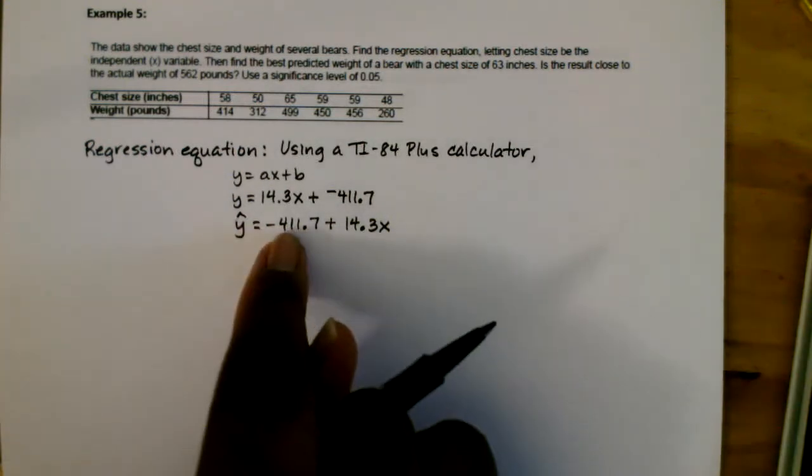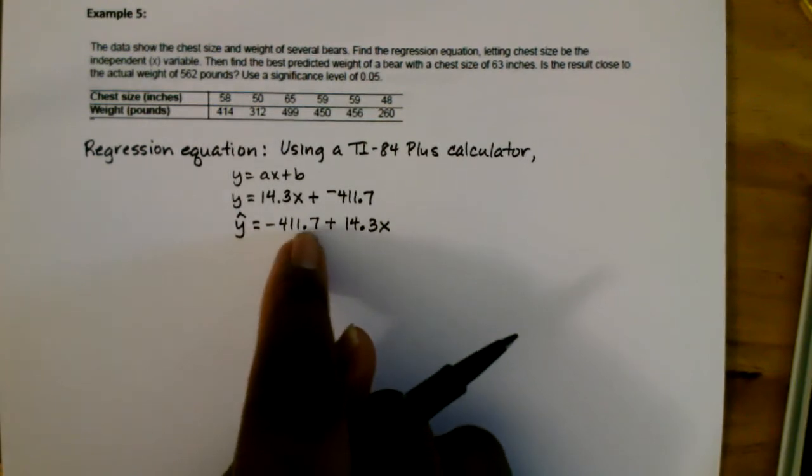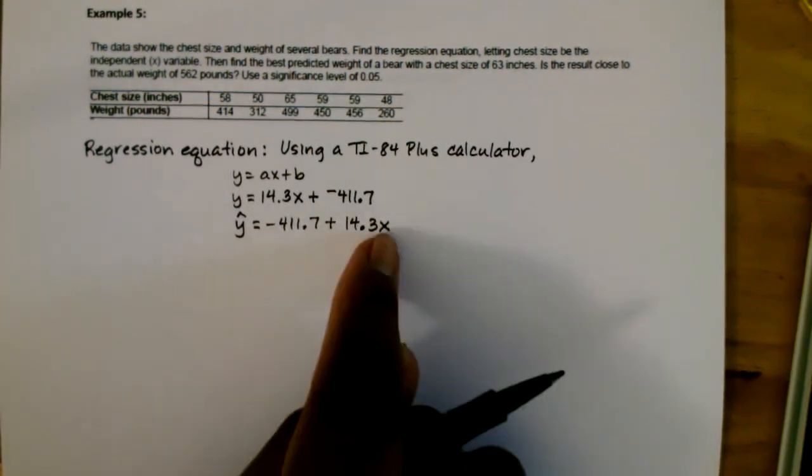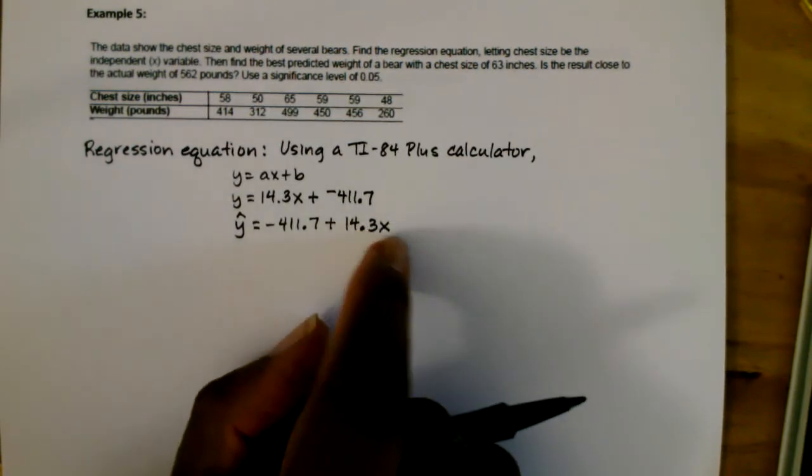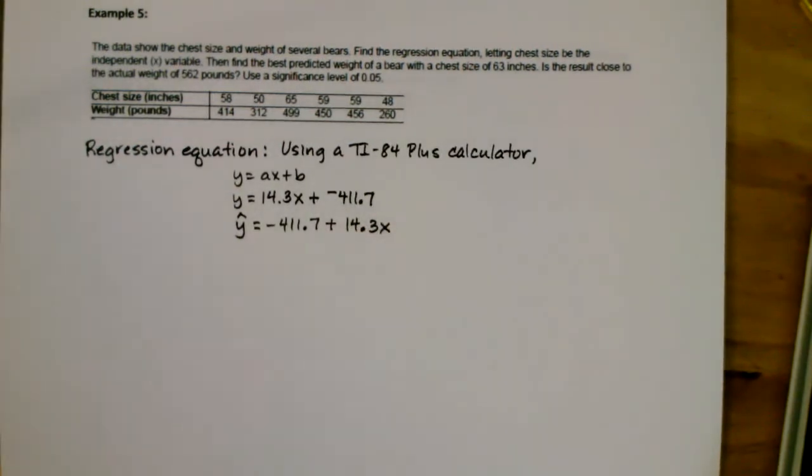So you want to make sure that the Y-intercept, which is your constant term, is in front, and then the linear term is behind it. That's the term with the coefficient of x in front. So that's your regression equation: Y hat is equal to negative 411.7 plus 14.3x.